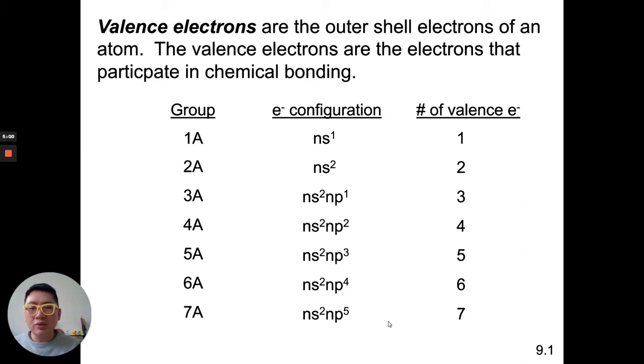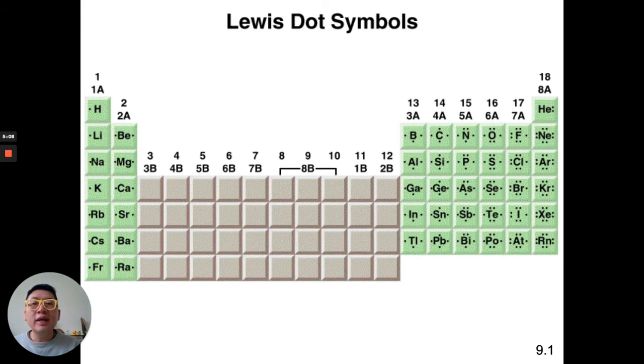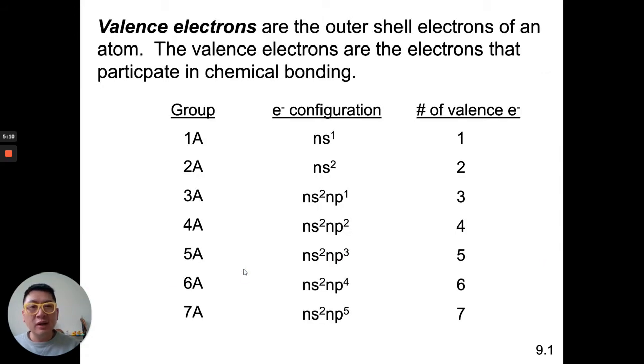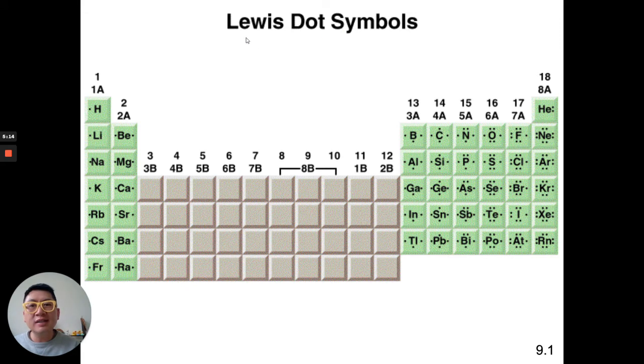Not written on here, but group A elements, 8A elements have 8, with one exception. We'll get to that later. Okay, so those outer electrons, also known as the valence electrons, are represented as dots. They are called Lewis dots. Group 1A, 2A, remember 3A, we're not including transition metals. Group 3A starts here, 3A, 4, 5, 6, 7, 8A.